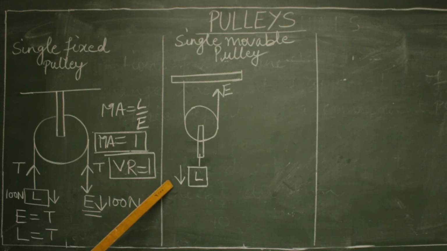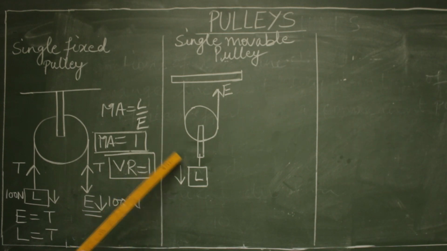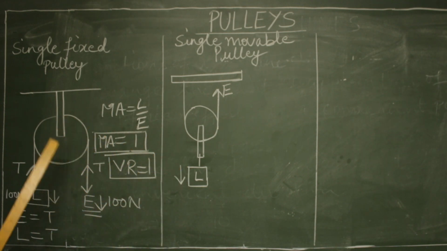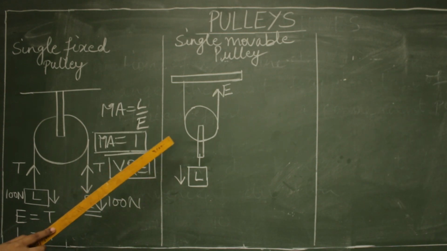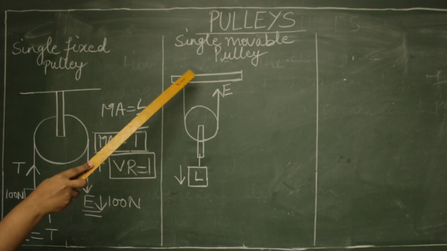Direction of load, that means the weight, the force due to the load will definitely be downwards because of the force of gravity. So this is the constructional difference between the two. So the purpose of designing a single movable pulley was to obtain mechanical advantage. The axis of rotation in this one is movable and therefore is the name.